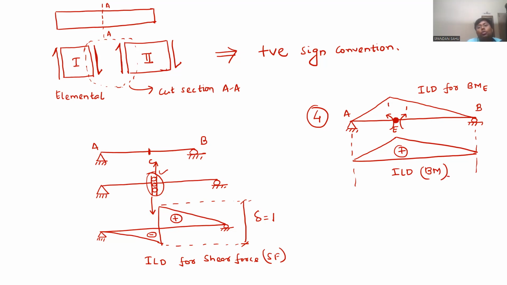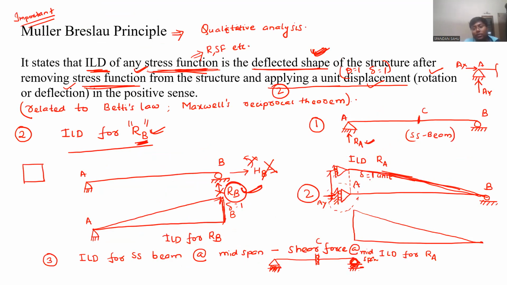You now got how to play with supports so that our stress function is first released. That is our first step. After releasing the stress function, apply a unit lift, which may be in the form of rotation, like for this one where we have used rotation, or in the form of a unit lift, like we have used here. The same thing we have used here also for the reaction.